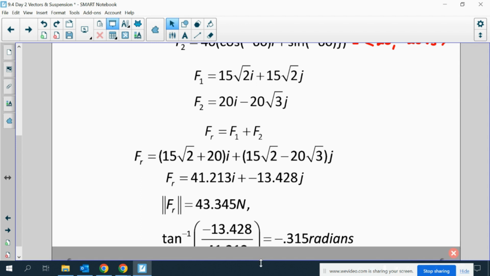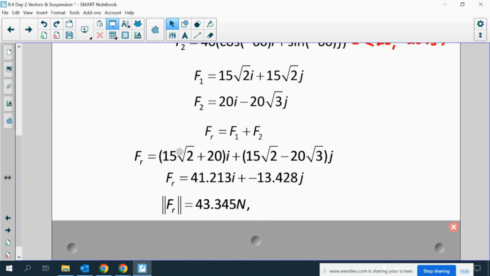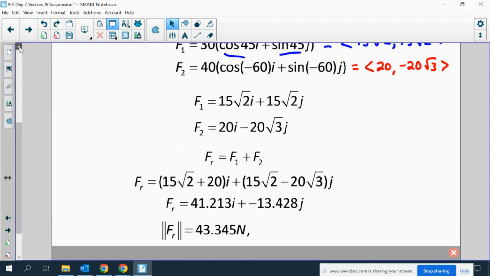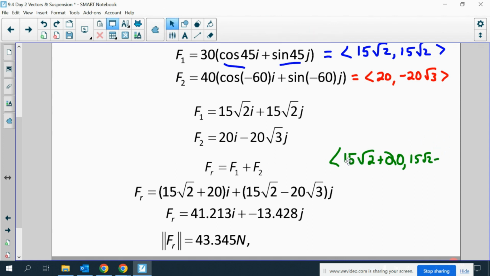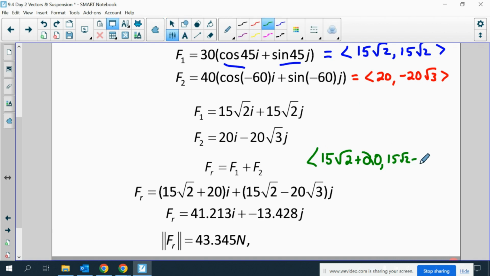And I end up with this answer. So the resulting force is what happens when I add these two things together. So that is 15 root 2 plus 20, comma, 15 root 2 minus 20 root 3.